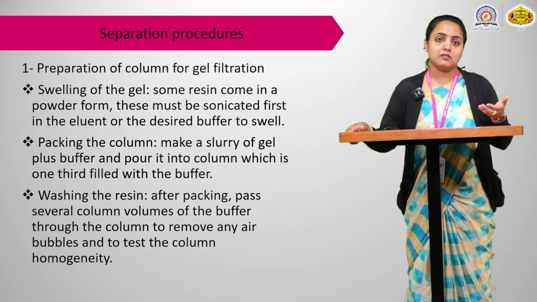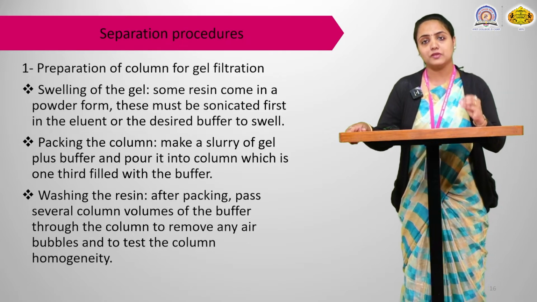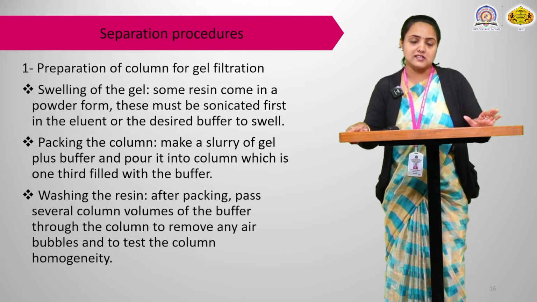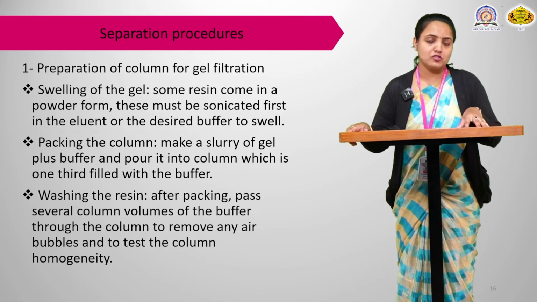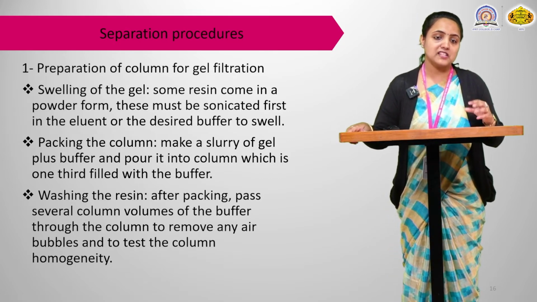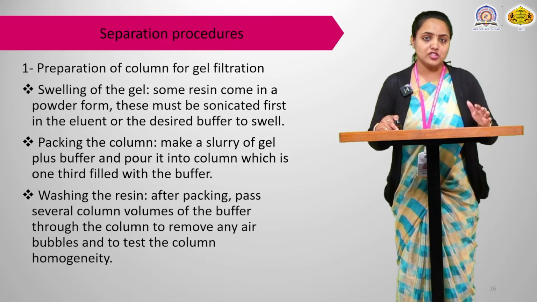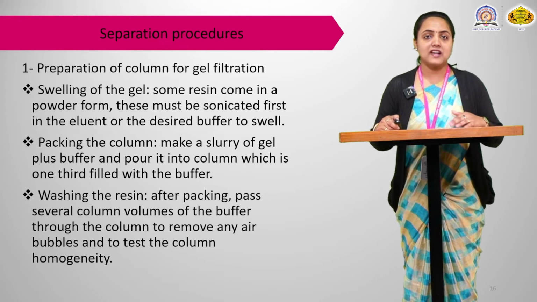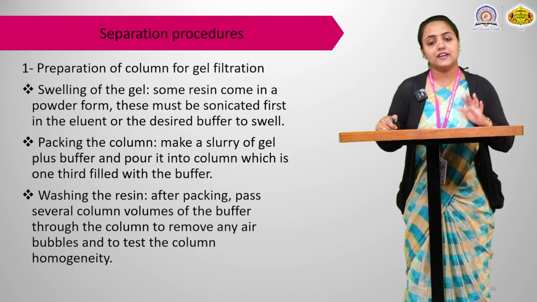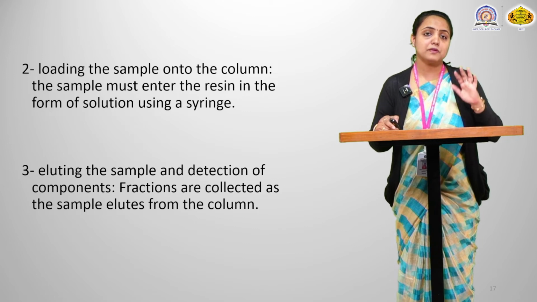Because if there is no swelling of a resin, how would the entrapment of your enzymes happen in those beads or resins? So swelling of the gel is very important here. Then the packing of the column. You should have a slurry of gel plus buffer and pour it into the column, which is one third filled with the buffer. Washing the resin: after packing, pass several column volumes of the buffer through the column to remove any air bubbles and to test the column homogeneity. This was the preparation of the column.